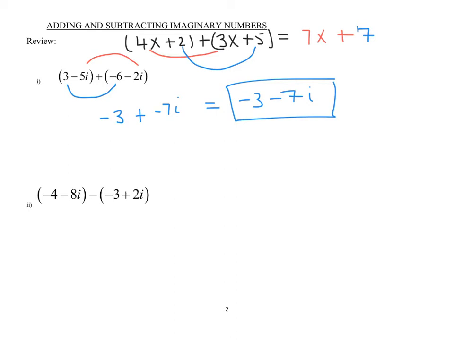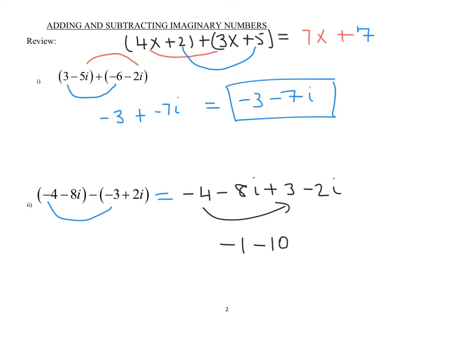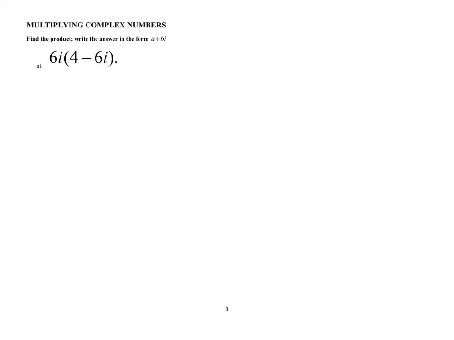The next one, we do the same thing. We start with the real part. Maybe what I can do here is get rid of the parentheses. So this becomes minus 4 minus 8i plus, because you have a negative and a negative, 3 minus 2i. Then we just combine the like terms, so that becomes negative 1, negative 10, or minus 10i. That's the answer.